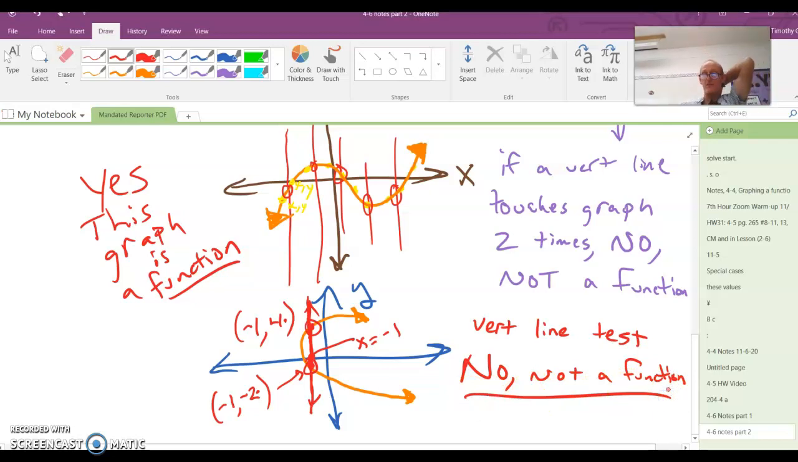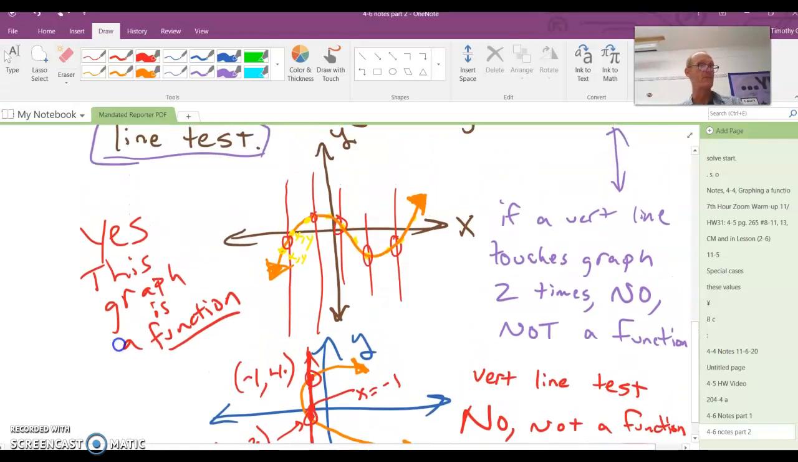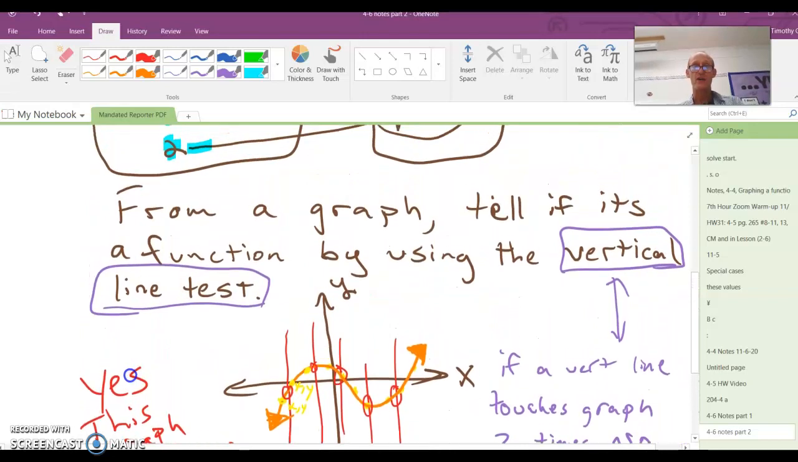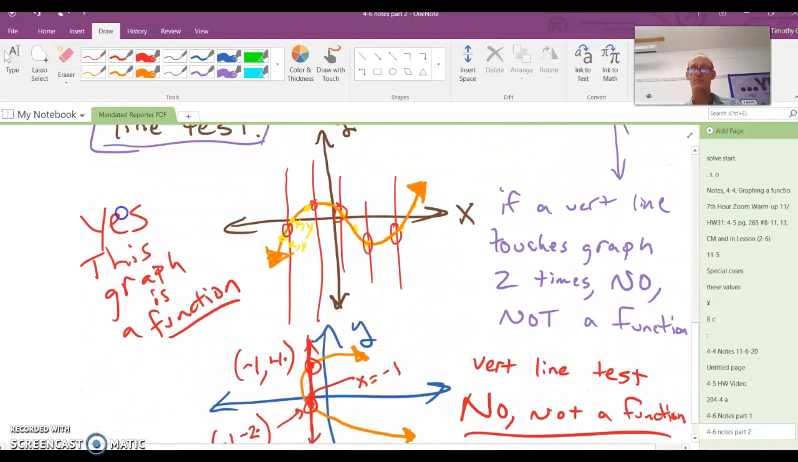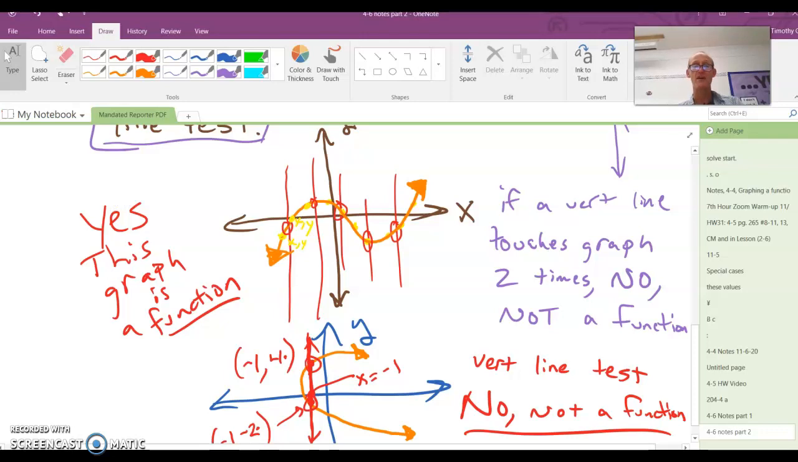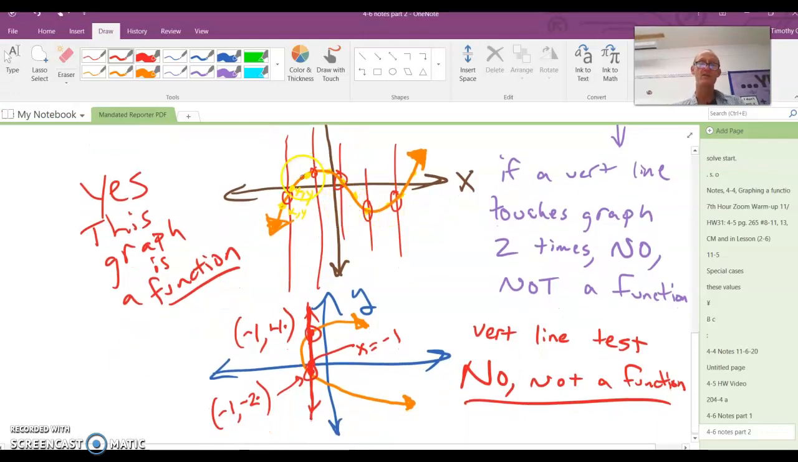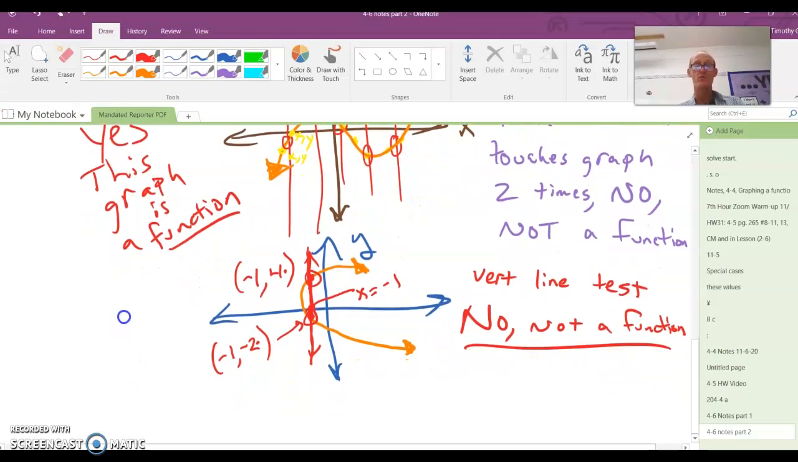So that's the vertical line test. That's what you have to remember to apply the vertical line test to a graph. The vertical line test will tell you from a graph if it's a function. In the first example, there weren't any vertical lines that touched the graph twice, so every x had a different y. But in this one, this x of -1 had 2 different y's, and you can see it touched the graph twice, once here and once here. So that graph, this orange graph, was not a function.